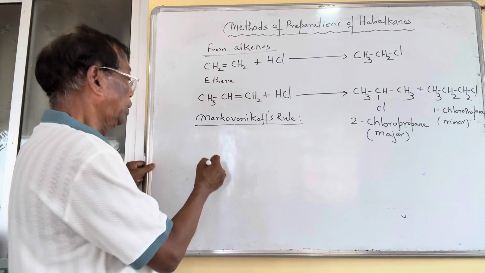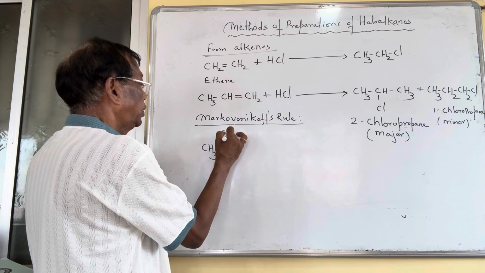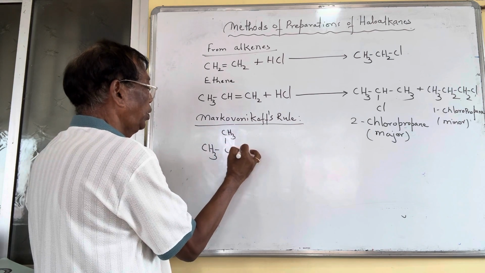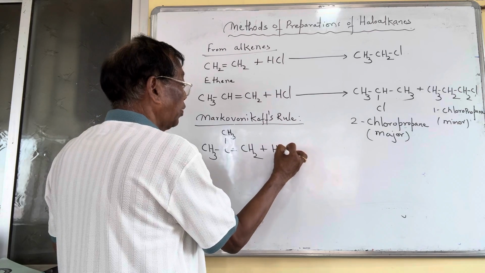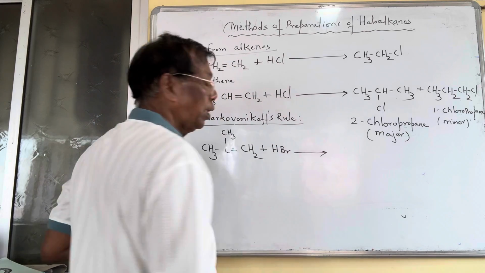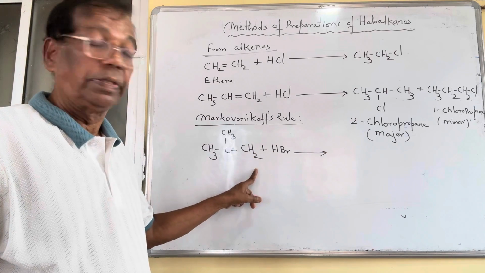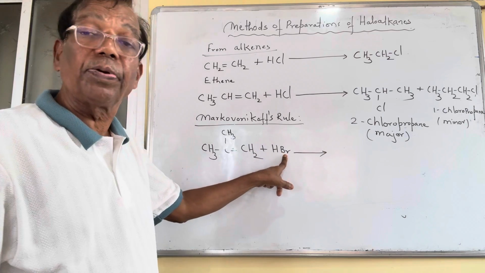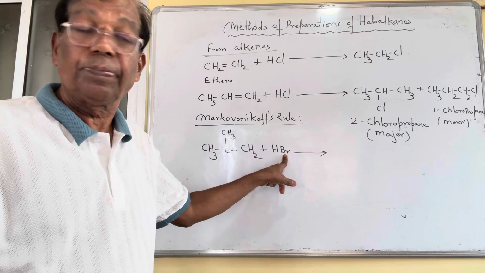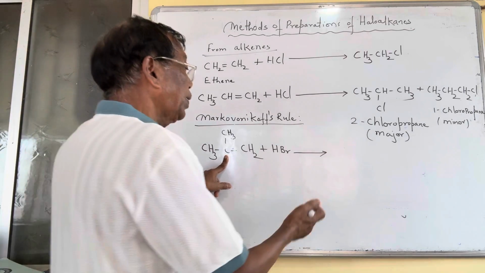So why so? Here, suppose I take CH3 double bond CH2, and I just add HBr for a change. Now see, here one carbon is carrying two hydrogens and the other carbon is carrying no hydrogen. So the negative part, bromine, will add to this carbon, and that becomes the major product.